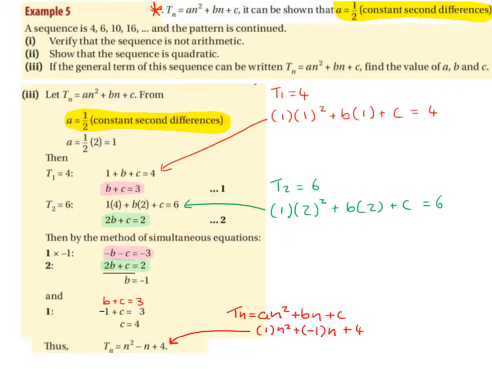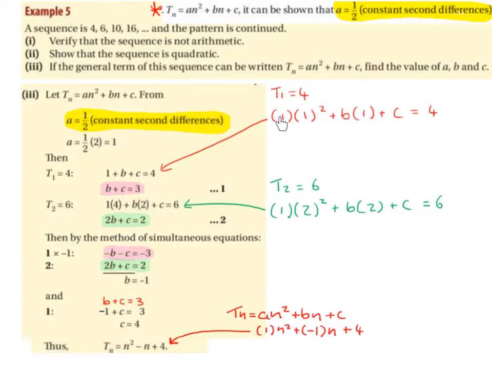Now we're going to take term 1, which is 4. So t1 is equal to 4. And we're going to sub into our formula. We swap the a for 1, and since we're interested in term 1, we swap the n for 1, and that n for 1 as well. So 1 times 1 squared is just 1. b times 1 is b. c stays as c, and equal to 4.